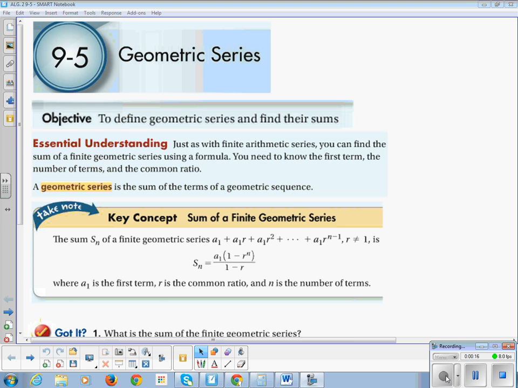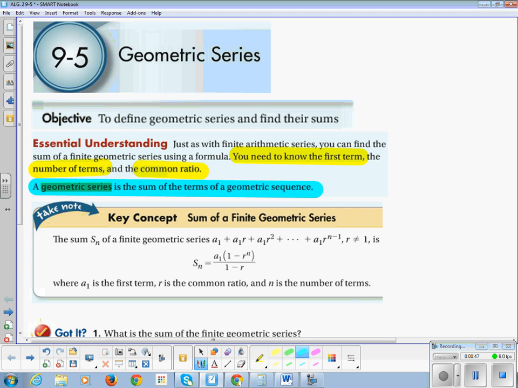Just as with finite arithmetic series, you can find the sum of a finite geometric series using a formula. You need to know the first term, the number of terms, and the common ratio. So you need 3 items to use the formula. A geometric series is the sum of the terms of a geometric sequence.